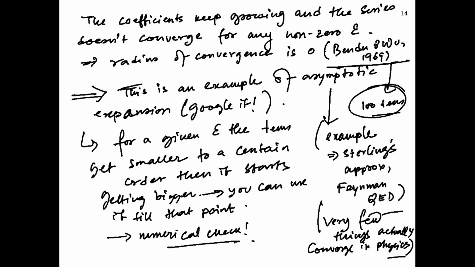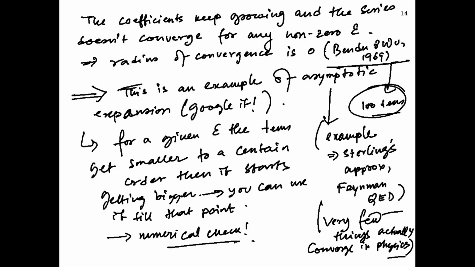But there is nothing to worry about, because such examples are there everywhere in physics, and there is something you can do to use this kind of series reasonably well. For example, Stirling's approximation, which you must have done in the statistical mechanics course or probability theory, where for a large number you estimate n factorial as n log n minus n. There are many other examples in quantum electrodynamics where you encounter this kind of series.